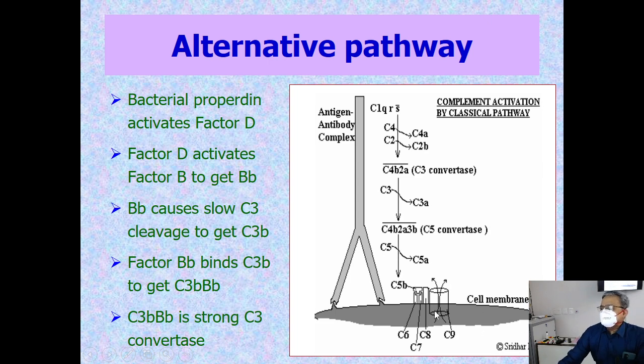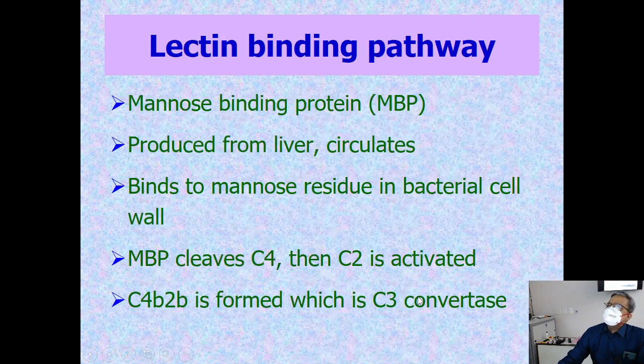Alternate pathway: the cell membrane of a bacterium typically, so properdin activates the factor, and then it lyses that membrane also. Then we have the lectin binding pathway, which is again binding to mannose residues of the bacterial cell wall. Usually what this will do is make it more tasty, so macrophages will eat it. So mannose direct recognition is also possible, or C5b or C3b may bind to it and make it easier to recognize.